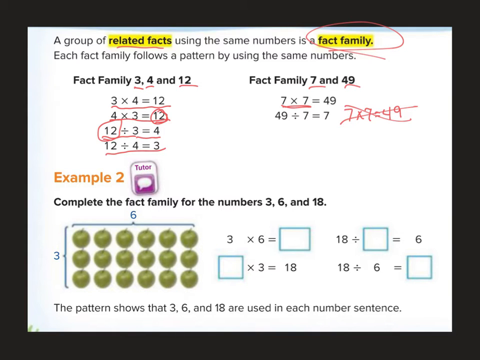Complete the fact family for the numbers 3, 6, and 18. So we have 3, 6, and then there are 18 total apples. First we'd have 3 times 6 is 18. And I can use the commutative property and do 6 times 3 is 18. 18 divided by something is 6. Well, I'm missing my 3, so 18 divided by 3 is 6. And 18 divided by 6 is 3. The pattern shows that 3, 6, and 18 are used in each number sentence.